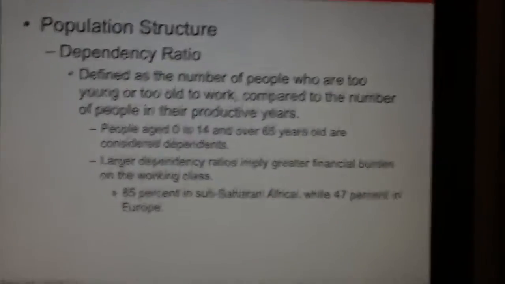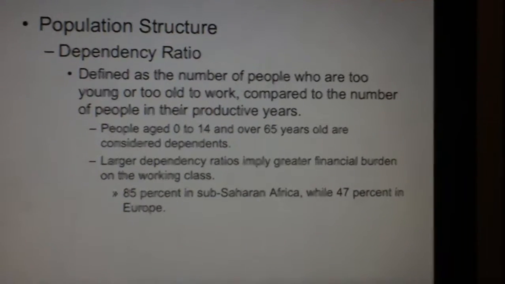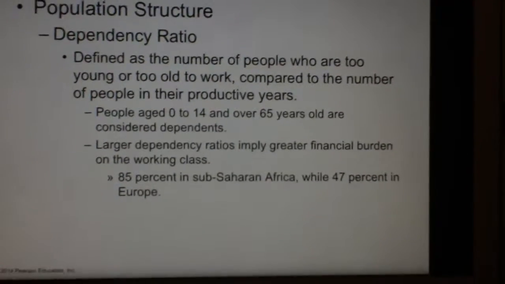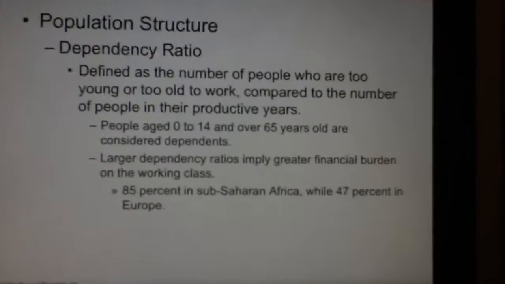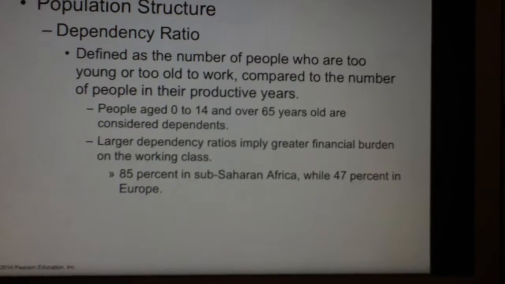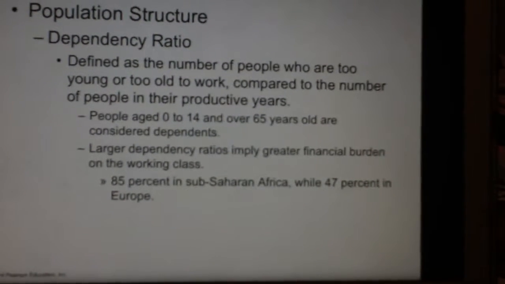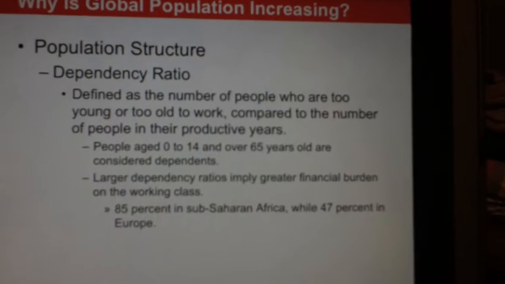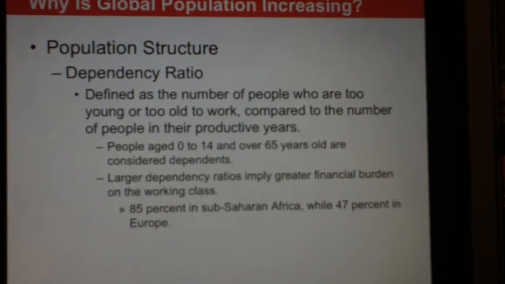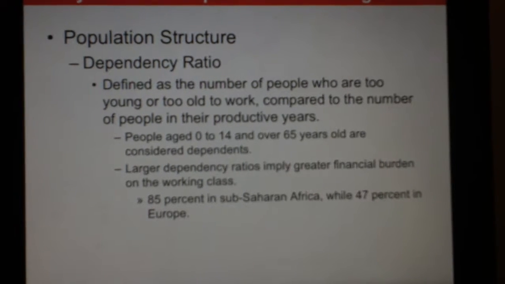Okay, so the dependency ratio is defined as the number of people who are too young or too old to work, compared to the number of people in their productive years. The people who are dependent on society are people who are 0 to 14 and over 65. These are the dependents. And if you have a larger dependency ratio, the implication is that you have a greater financial burden on the working class.